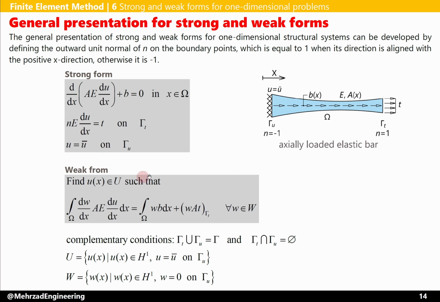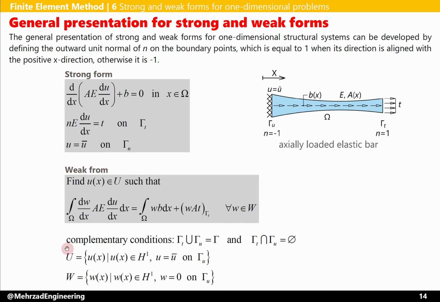And weak form can be restated as here. Find u of x belongs to the set of u such that integration on omega dw dx AE du dx is equal to integration on omega wb plus wAt on gamma t, for all w belongs to the set of w.